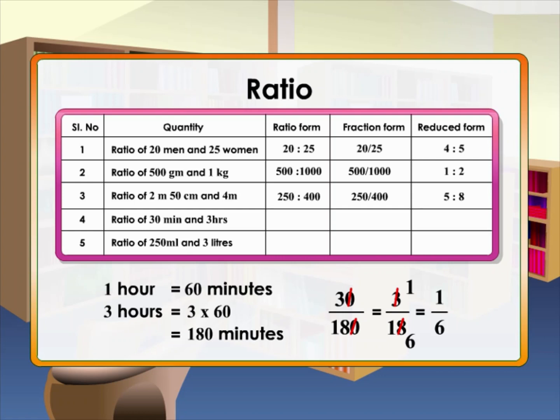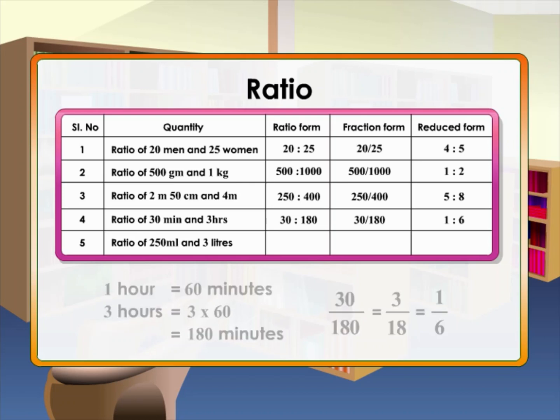Therefore, 30 minutes and 3 hours can be written as 30 is to 180 in ratio form, 30 divided by 180 in fraction form, and 1 is to 6 in the reduced form.